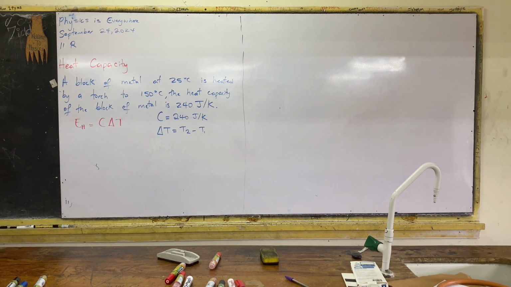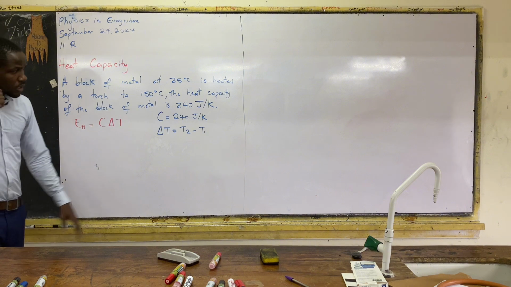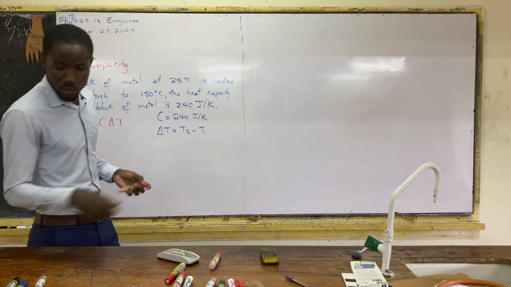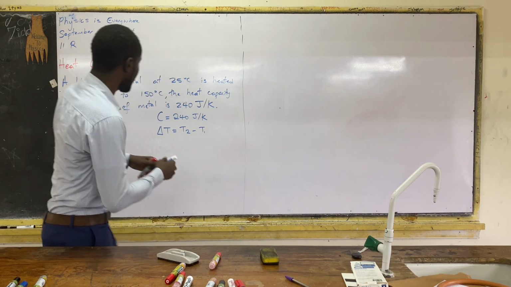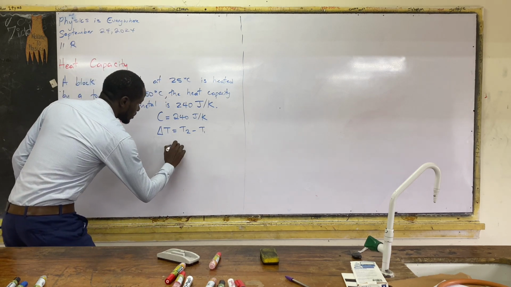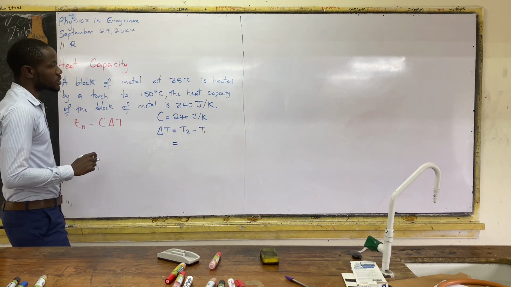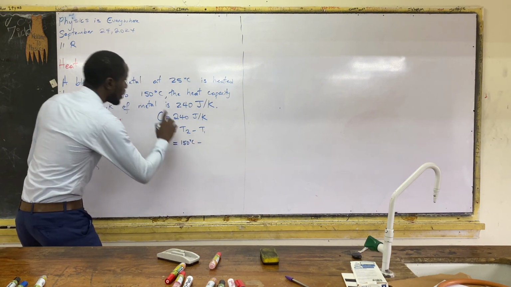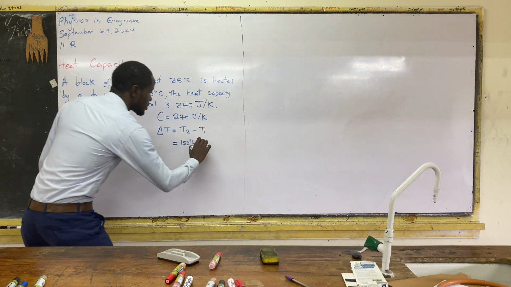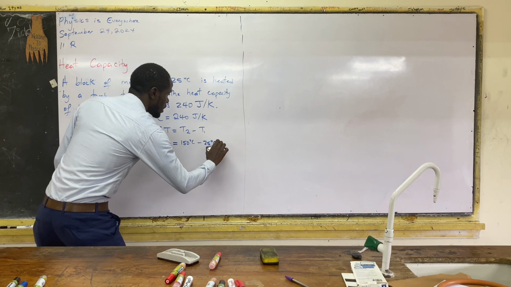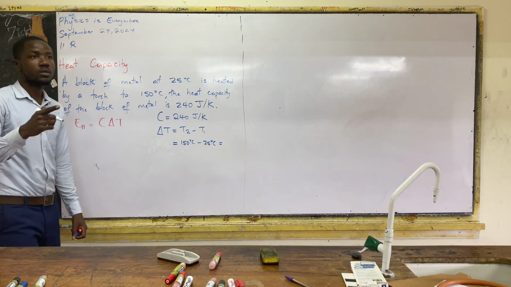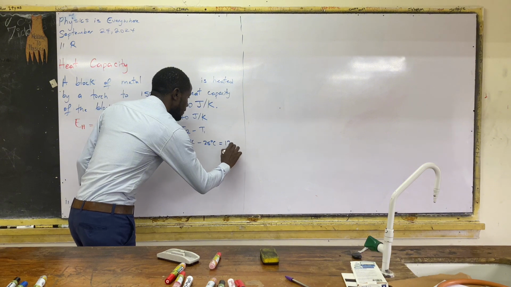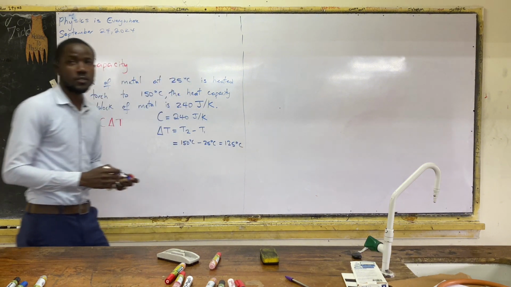Anyways, so we're right here now. Let's find delta T right here. To find delta T, we will simply say, okay, T2 is 150 degrees Celsius and T1 is 25 degrees Celsius, which equals 125 degrees Celsius.